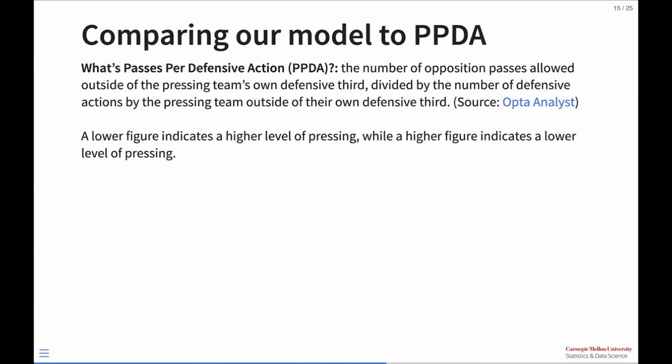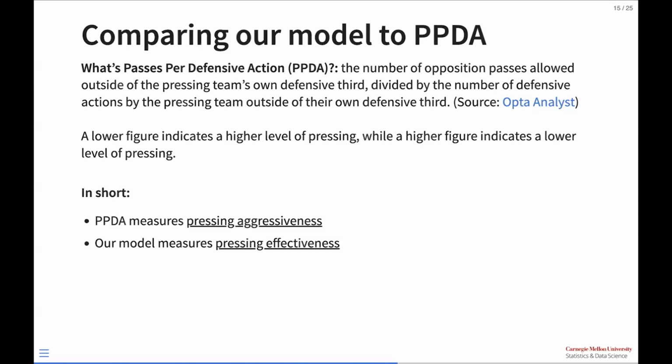Now, PPDA is, I believe, one of the most commonly accepted metrics in soccer to look at how a team presses. A lower figure of PPDA basically means a team is doing well with pressing, and a higher PPDA means a team isn't doing well. So in short, all you need to know is that PPDA measures pressing aggressiveness, while our model measures pressing effectiveness.